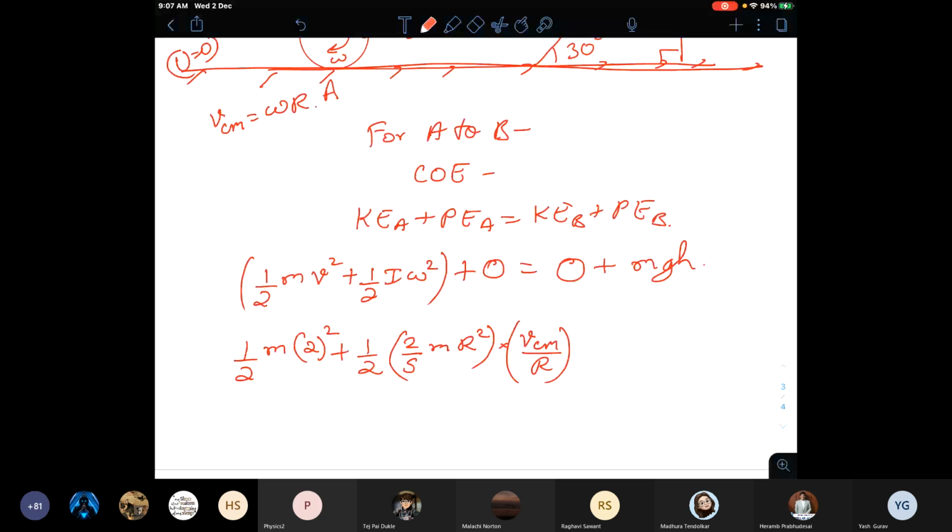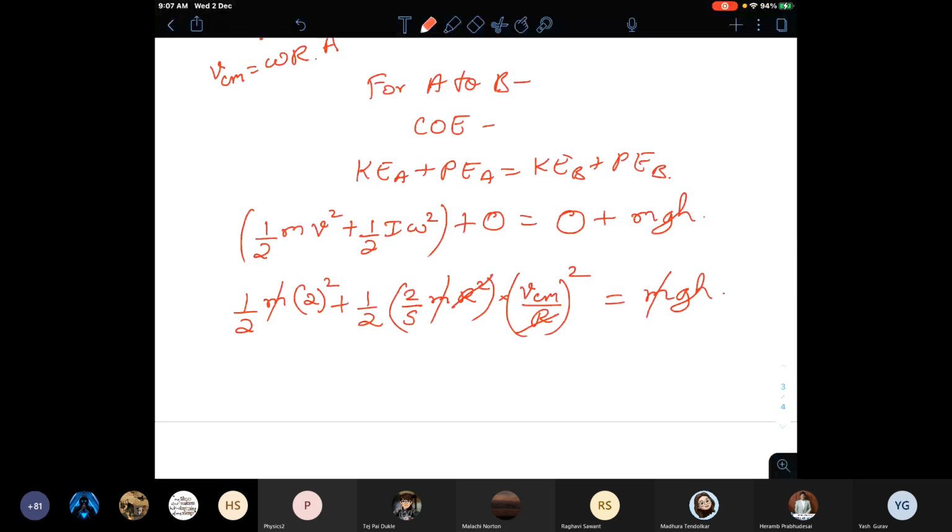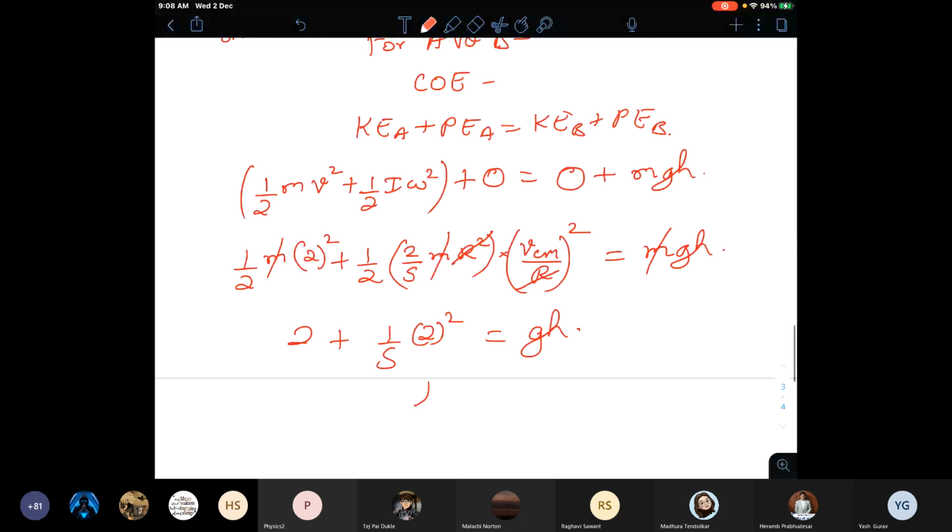Now from here you can see that r square will cancel out. M is common on both the sides, so m will also cancel out. So whatever you solve, this will be 4 by 2, that is 2 only, plus 1 by 5 VCM square. VCM is also 2, so let's replace it as 2 square. This is equals to g into h. Whatever h comes out will be your final result. h can be calculated from here.